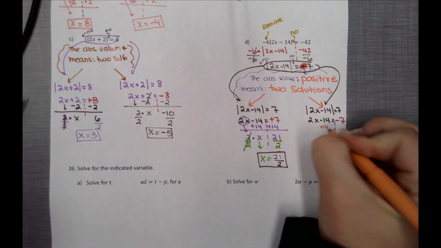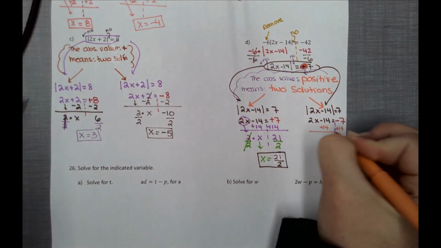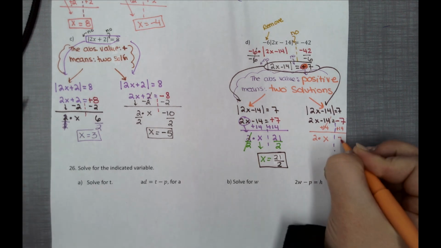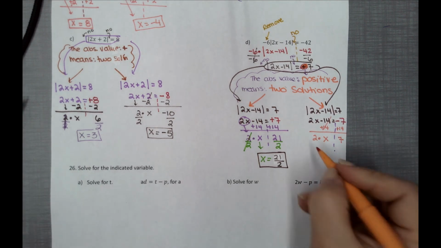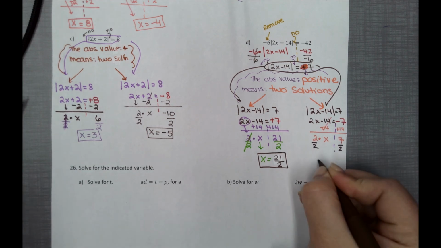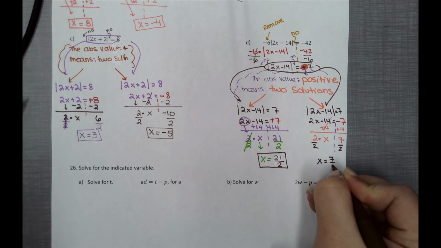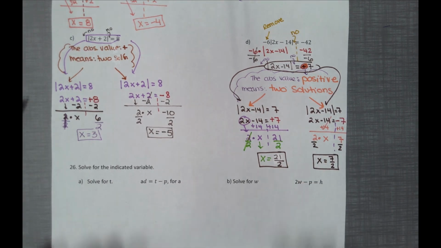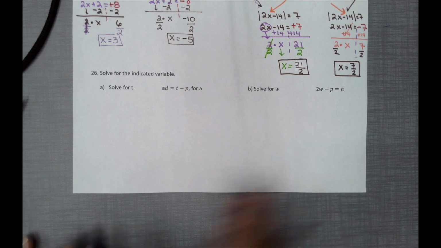Plus 14, plus 14. A little bit short on space. I apologize. 2 times x. 14 minus 7 is 7. Oh boy. If we divide by 2, once again, icky. But that's okay, because there's nothing wrong with fractions. Simplify your fractions, and then put a box around them. Those are your answers. We have made it to our final 2 questions.